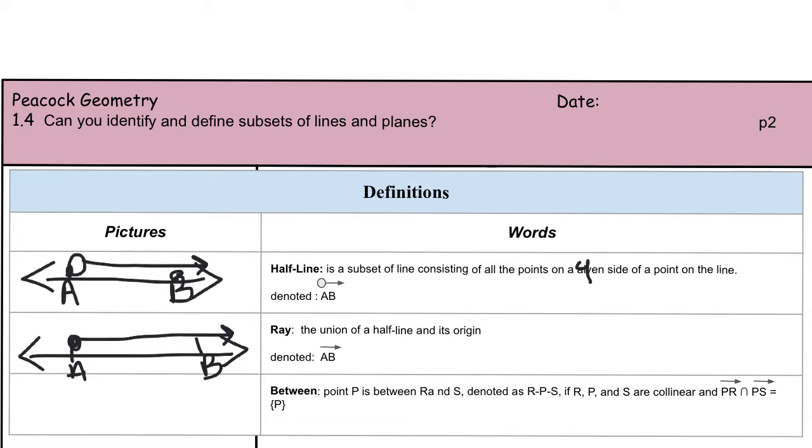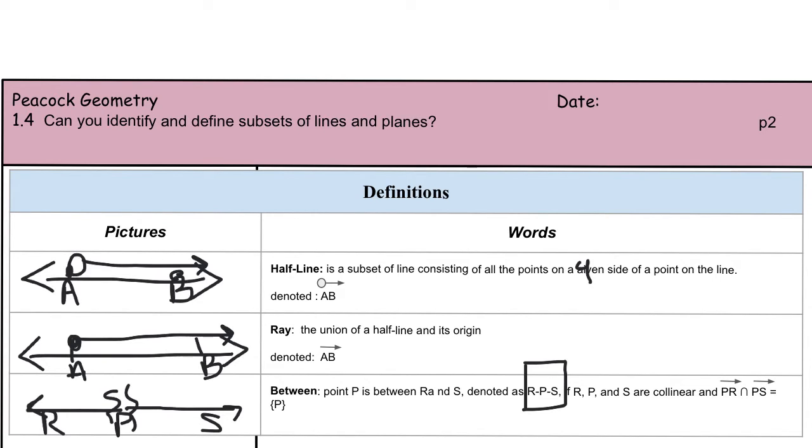Between. The point P is between R and S. This is the notation I really need you to understand. When we say R dash P dash S, it means P is between R and S. And they are collinear. That means the ray from P to R, going this direction, and the ray from P to S intersect at this point right here, P. Okay, because P is between them.